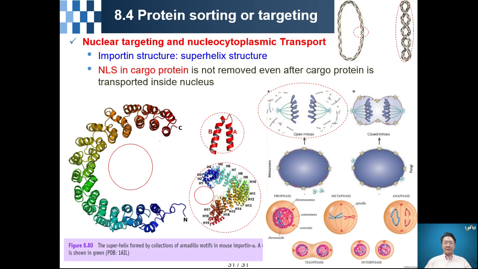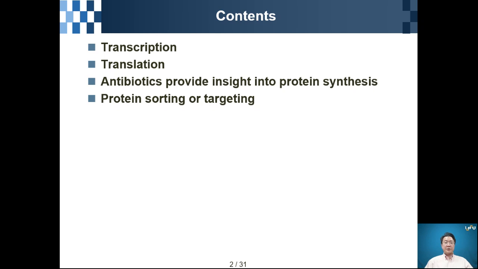Okay? So today we learned chapter 8. Chapter 8 covers post-transcription and translation, and also how antibiotics provide insight into protein synthesis. Finally, we learned protein sorting, or targeting. Okay, so today we will finish class.